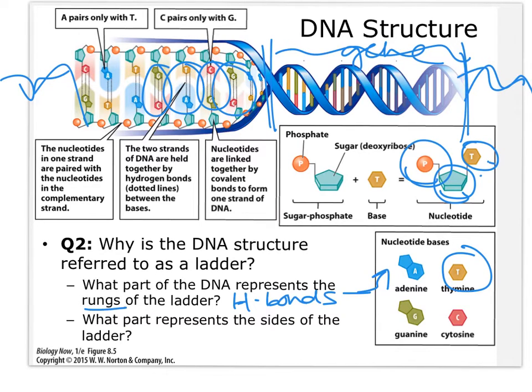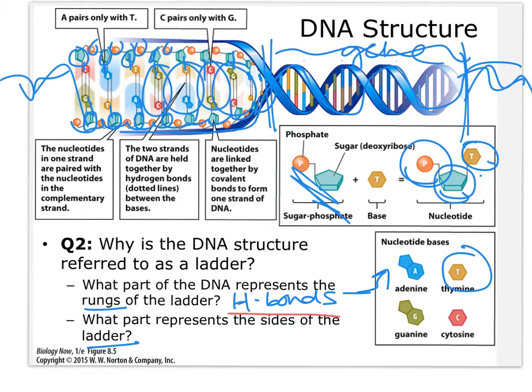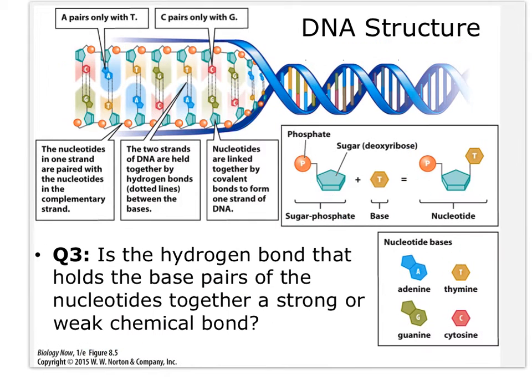What part represents the sides of the ladder? The sides of the ladder, which they're showing in blue, is really the sugar and the phosphate, and how they're linked together. So here's a phosphate, a sugar, a phosphate, a sugar, a phosphate, a sugar, phosphate, sugar. This is the side, and then the bases stick in the middle, and they complementary base pair with bases sticking in the middle on the other strand, which also has sugar, phosphate, sugar, phosphate. So the two strands of DNA are held together by hydrogen bonds.